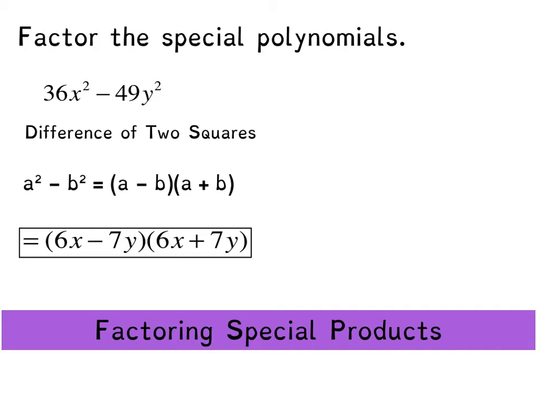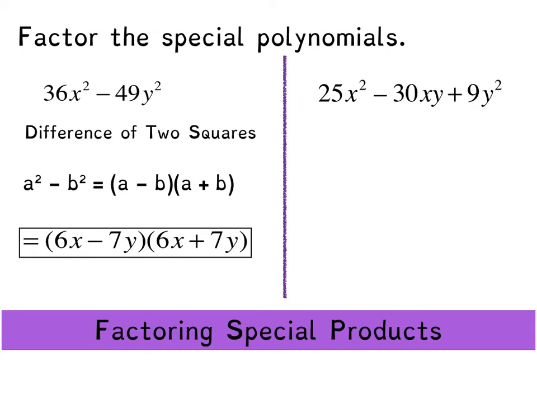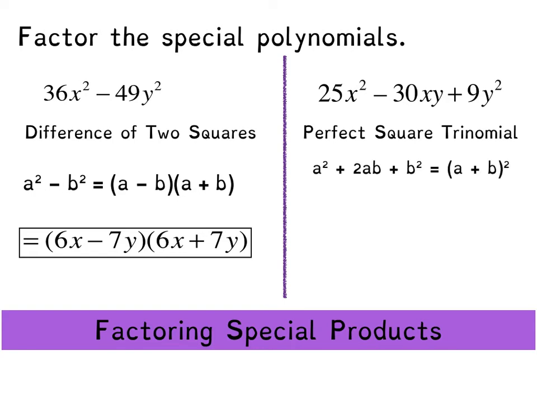There was another type of special product that we learned. It was called a perfect square trinomial. And the reason why this classifies this way is because of the perfect square trinomial, there were two types that we looked at. We have a perfect square as the first term, a squared. We have a perfect square as the last term, b squared. And the middle term will be twice the square root of the first and the last term.